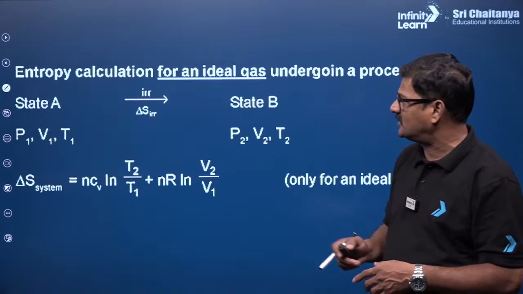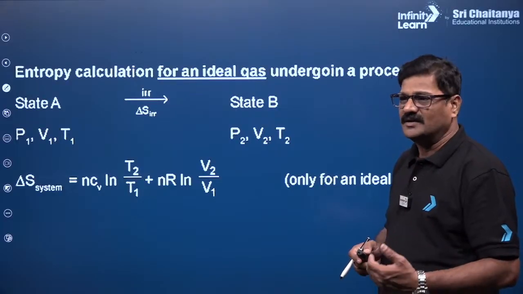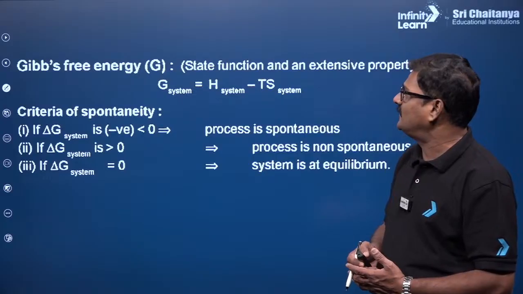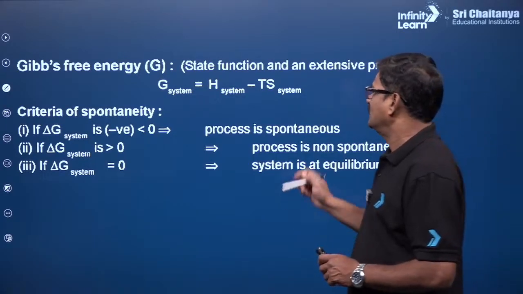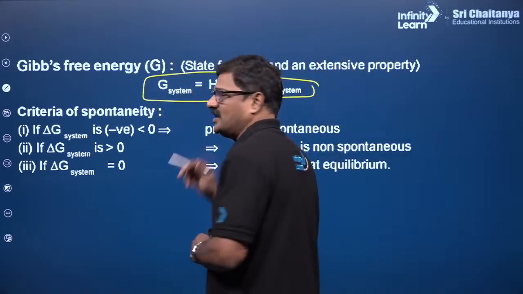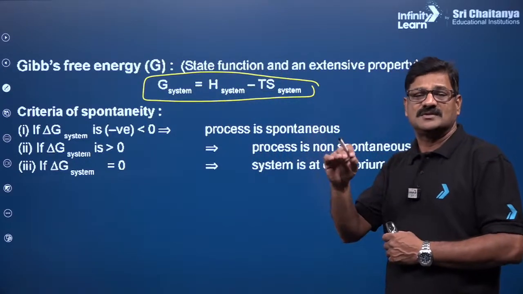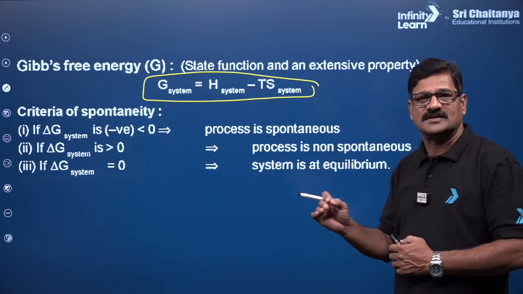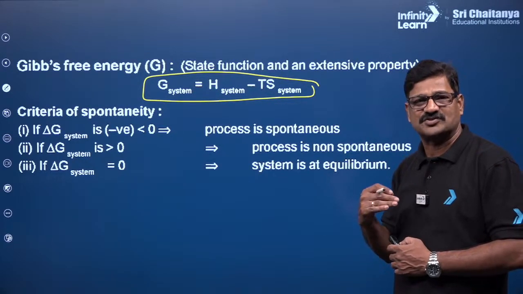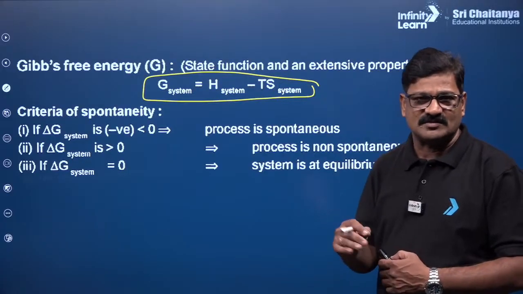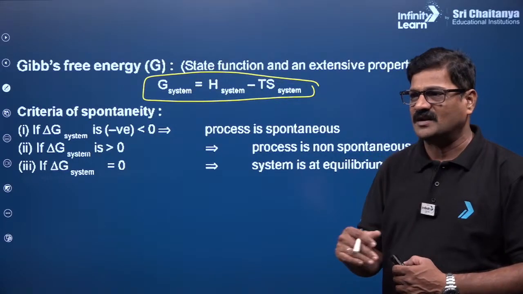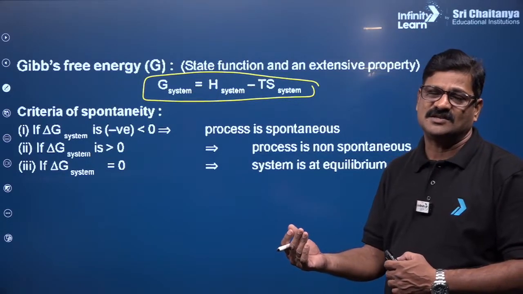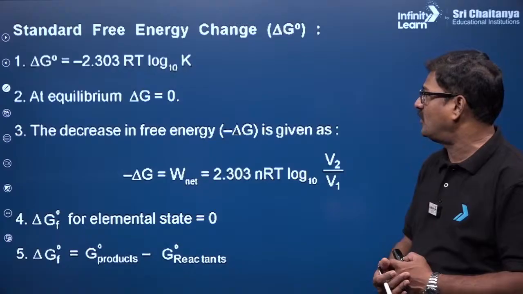This is a very important tricky point. For entropy calculations, you can directly use this formula. And then Gibbs free energy change, which is nothing but the useful work done. That is given by the Gibbs Helmholtz equation, delta G is equal to delta H minus T delta S. If delta G is equal to 0, the system is said to be at equilibrium. If delta G is greater than 0, it is going to be non-spontaneous. If delta G is less than 0, it is going to be spontaneous.